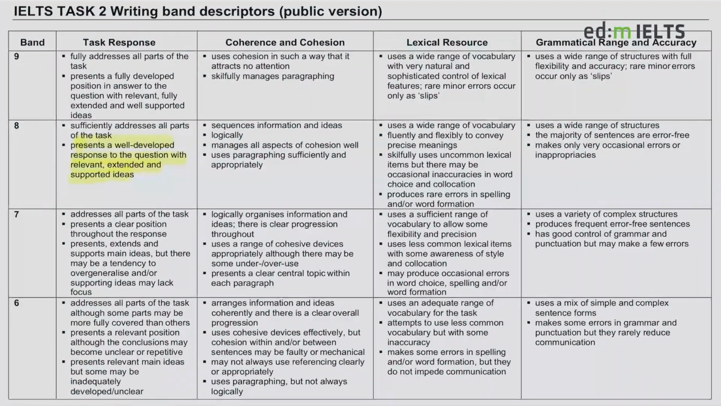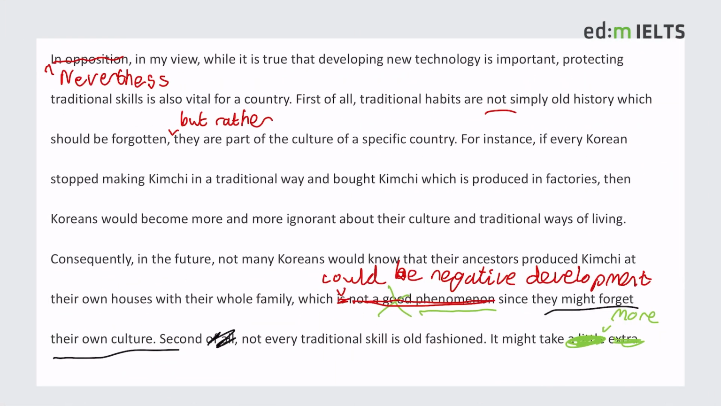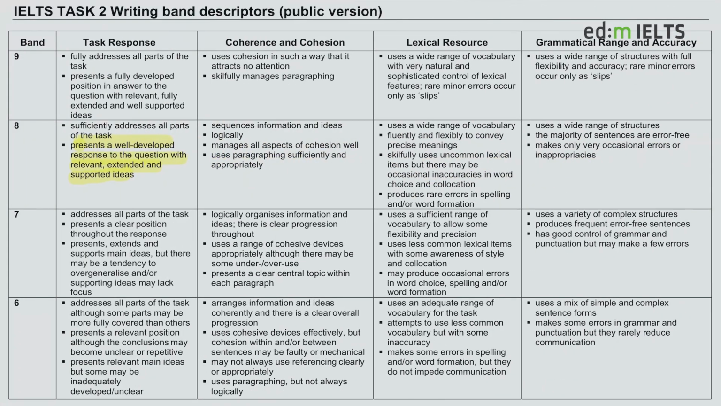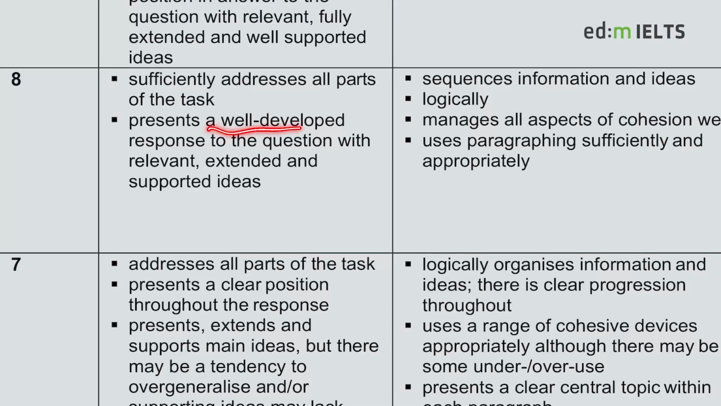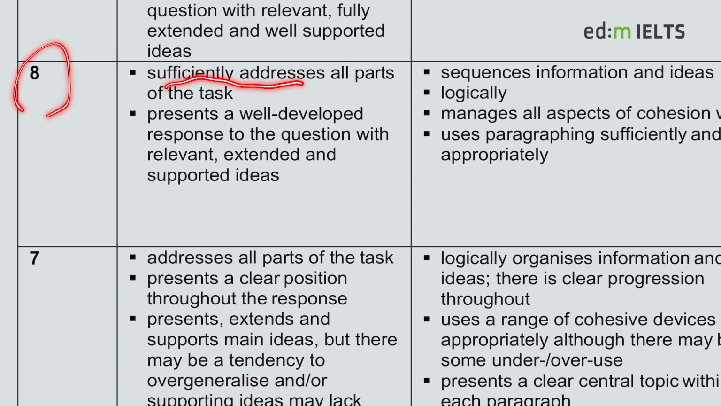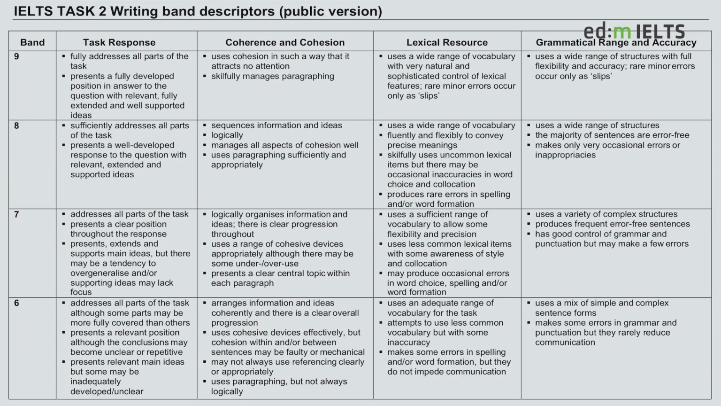I thought it actually did do that. Look at all this stuff about kimchi, which is very, very clear. Makes me understand exactly what argument they wish to make. Sorry, let me zoom in. Does it have a well-developed response to the question? So yes, it does for 8, but does it sufficiently address all parts of the task? I don't think it does. That's why I gave it 7.